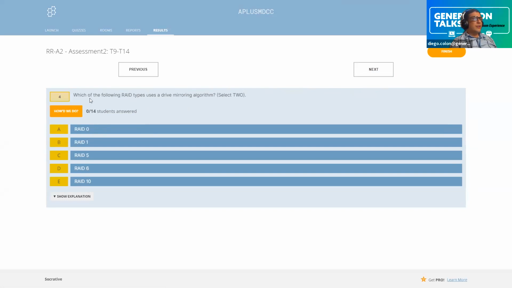Next one, Ann Washington, if you can please help me out. Which of the following RAID types uses a drive mirroring algorithm? Select 2. I would say RAID 10 and 1. Let's see. Did everybody agree with you? Definitely RAID 10 and 1, as we learned. RAID 1 is the original mirroring. The variance of it, RAID 10, gives us mirroring plus striping with 4 drives minimum, right? Here we needed 2 minimum. Here we need a minimum of 4.